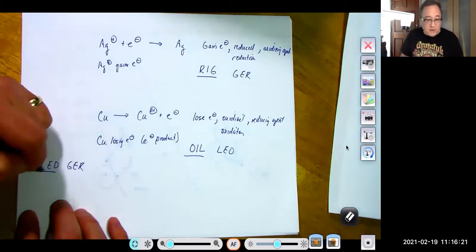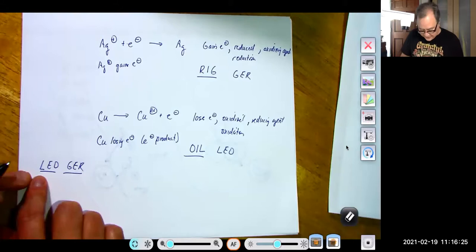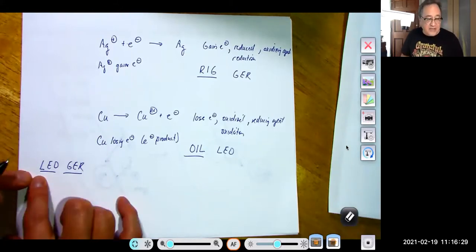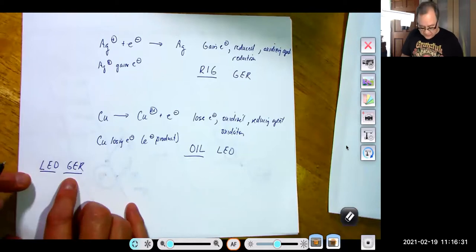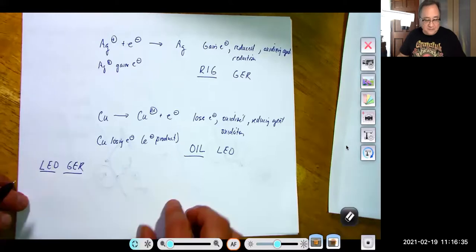And so Leo, we know, is another name for a lion, right? Leo is another name for a lion. And what sound do lions make? Grrr. Leo goes grrr. I like oil rig better.